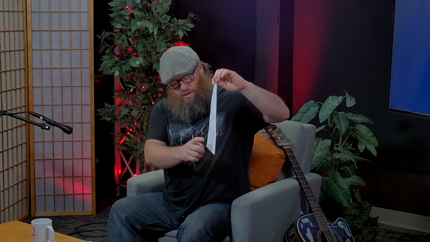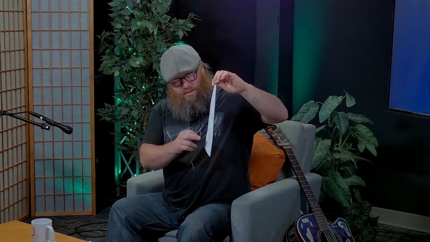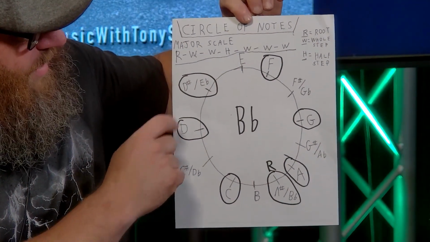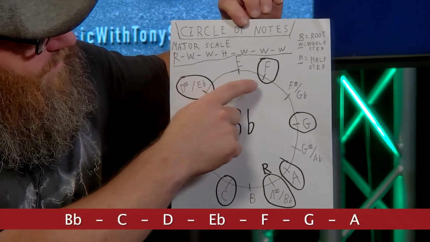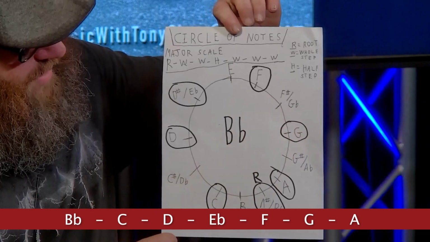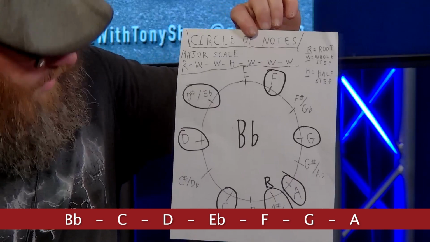So, all right. Today on our circle of notes, I got them all highlighted as far as the key of B flat. Our root note is going to be B flat today, which starts here. So we're going to go from B flat, and then C is our second, D is our third, E flat is our fourth, then we've got F as our fifth, G is our sixth, and then our seventh is all the way back around to A.